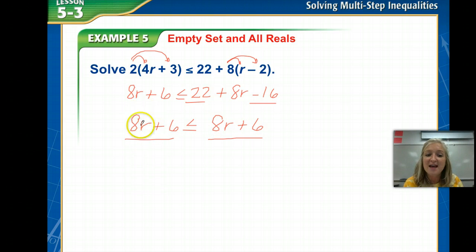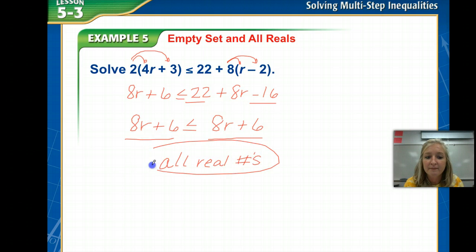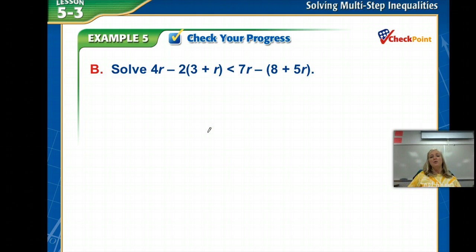If you get the exact same thing on both sides, your answer is all real numbers. Again, it has to be the exact same thing on both sides. The answer would be all real numbers. We could substitute anything in for r to make this inequality statement true. All right, this is a checkpoint. If you want to try this one, we'll come back together and see if we can get the same thing.